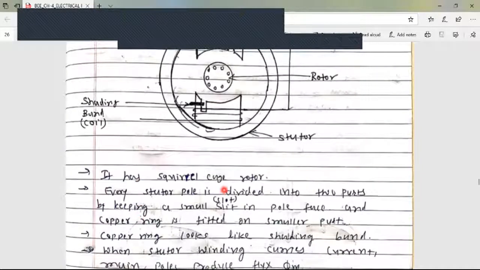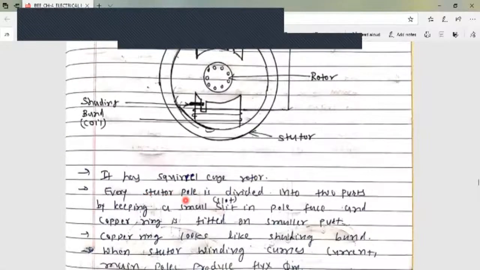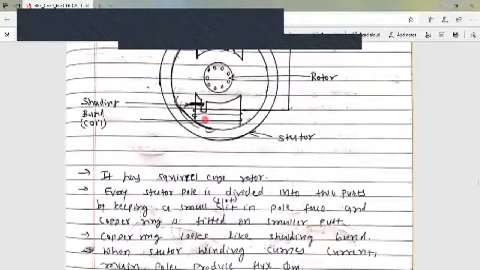It has squirrel cage rotor. Every stator pole is divided in two parts by keeping a small slot in pole case, and copper ring is fitted on smaller part. So the coil is wound on the smaller part. Copper ring looks like shading band. This coil also looks like shading band.